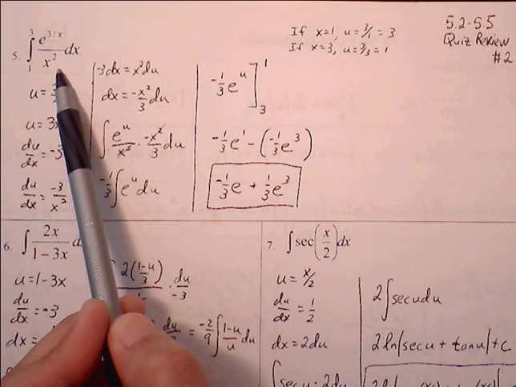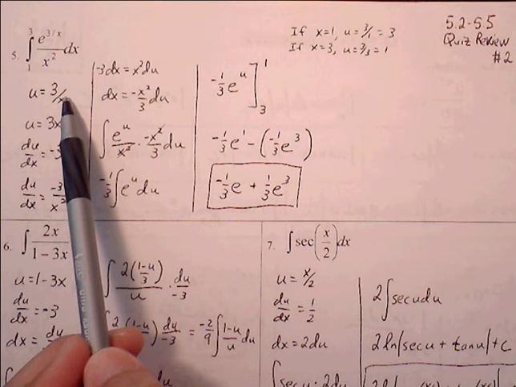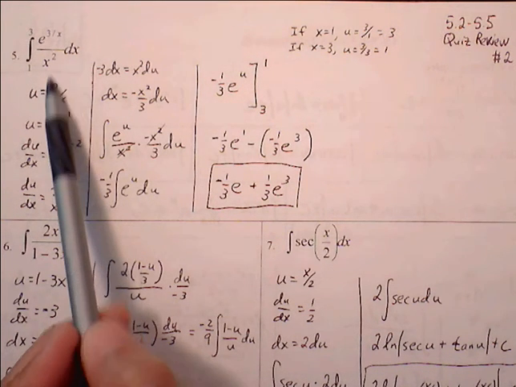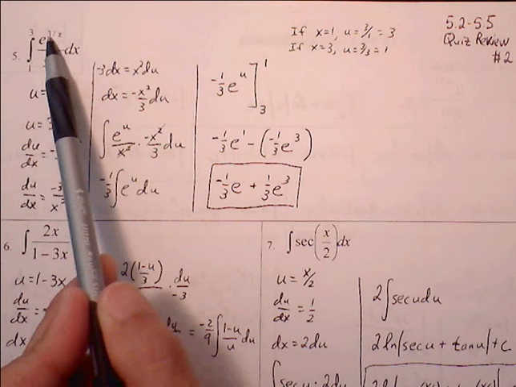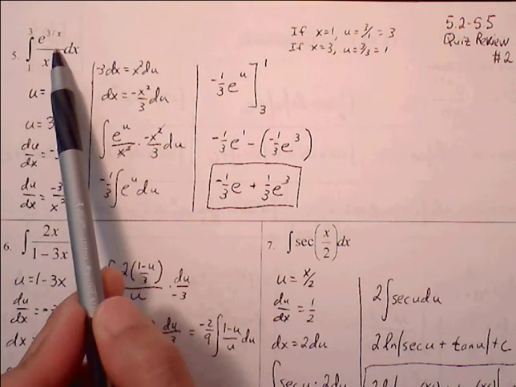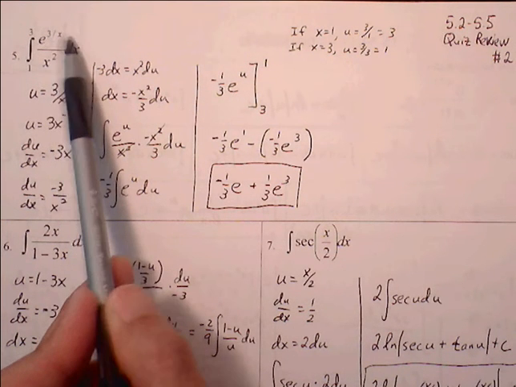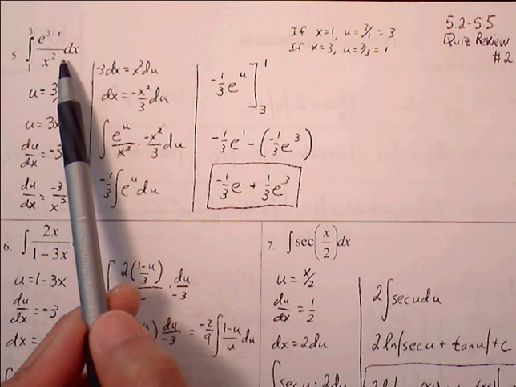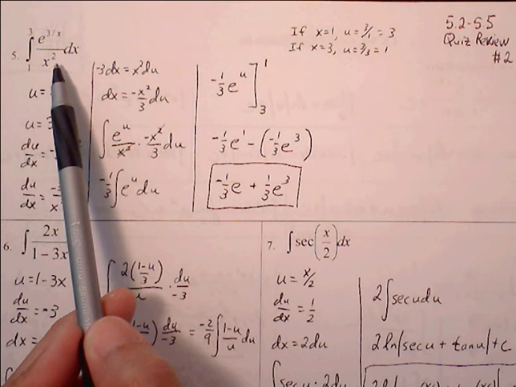So we look at this problem and we think about what's a candidate for the u value. Maybe the u value is the x squared. Maybe the u value is the entire numerator, e to the 3 over x, or maybe the u value is just the exponent, 3 over x. So we think about what could potentially work, or maybe eliminate the possibilities that will not work.